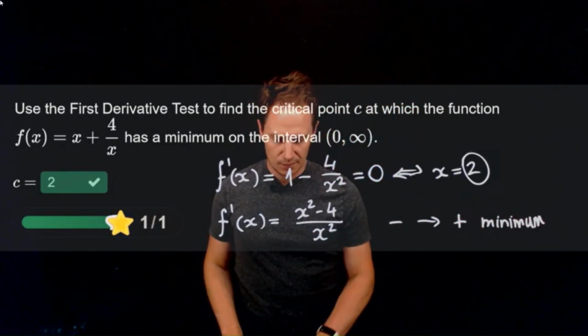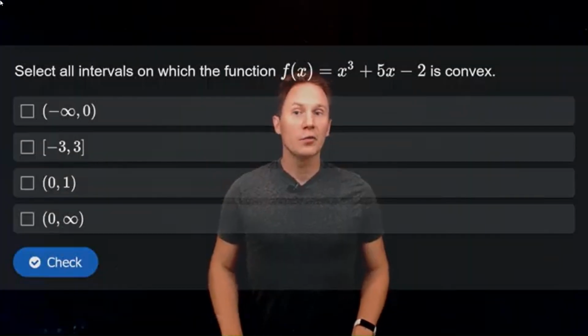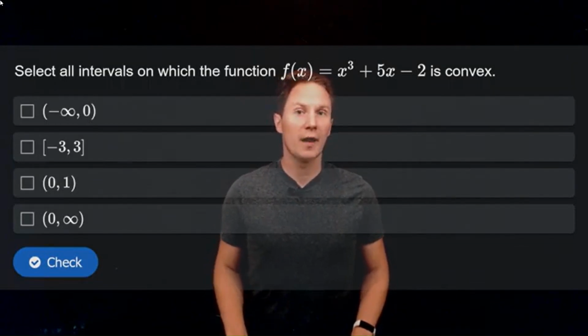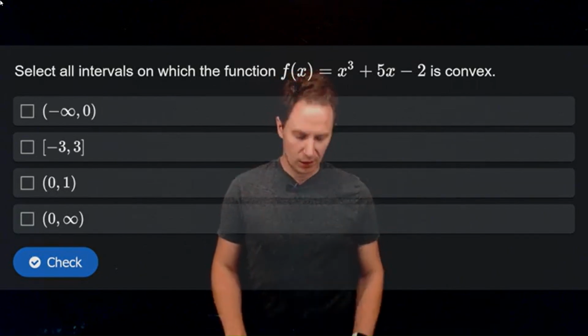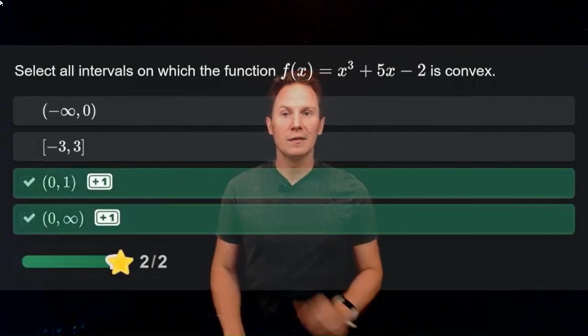Let's look at the next question. Select all intervals on which the function f of x equals x cubed plus 5x minus 2 is convex. Pause the video and make your selection now. Hope you paused it, and I've selected these two intervals.